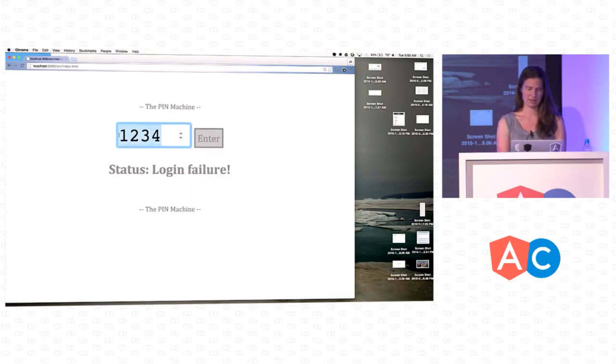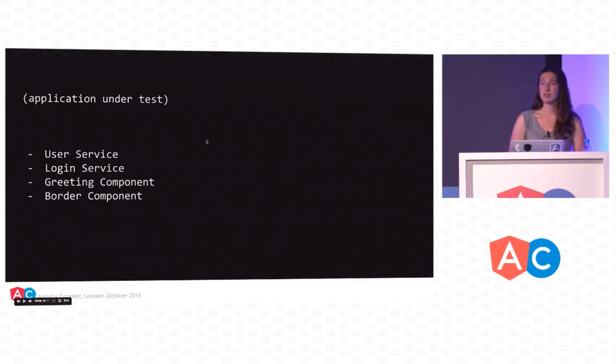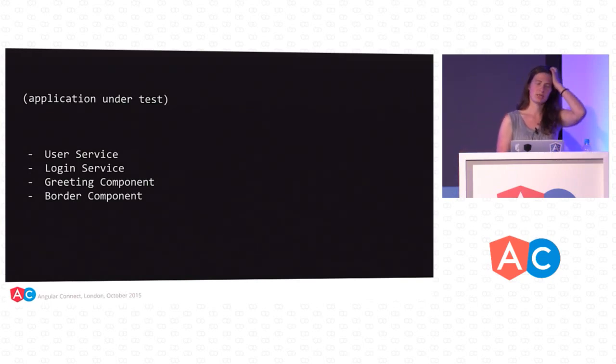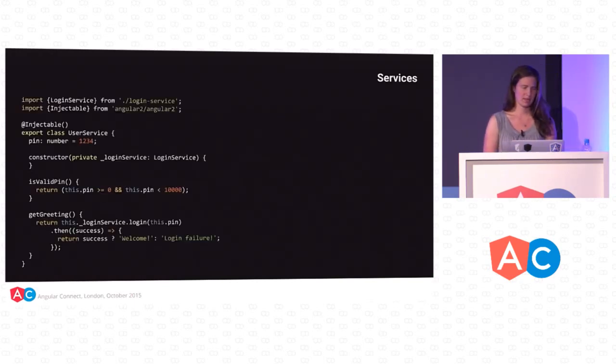So here we'll see the login failure. The correct pin is the year number. So we enter that, and it tells us welcome. That's a super simple little application. It has 2 services: the user service, which controls that input and the message, and the login service, which gives us that processing and then returns a component. And it has 2 components: the greeting component, which is everything inside the border, and then that little border wrapper.